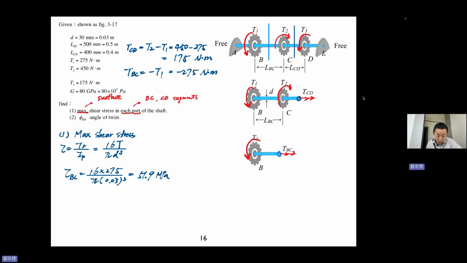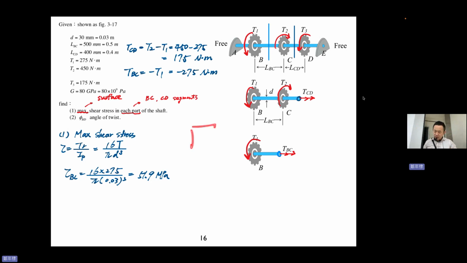Maybe you will ask why we don't have a negative sign here. Because we are going to determine the maximal shear stress, and you know that shear stresses come in pairs. So you can talk about positive or negative, it's all okay.